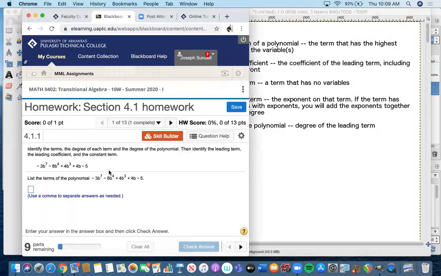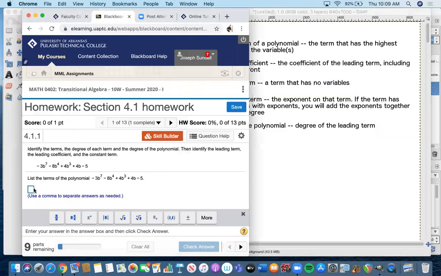All right. Okay, so this one says identify the terms, the degree of each term, and the degree of the polynomial. Then identify the leading term, the leading coefficient, and the constant term. What they want you to do in this first part, it's kind of confusing to know what they're asking. They want you to list all the terms of this polynomial, and separate the answers with commas. So you're going to have to put it in correctly, right? So basically what they're saying is all the terms. So here are what all the terms are.